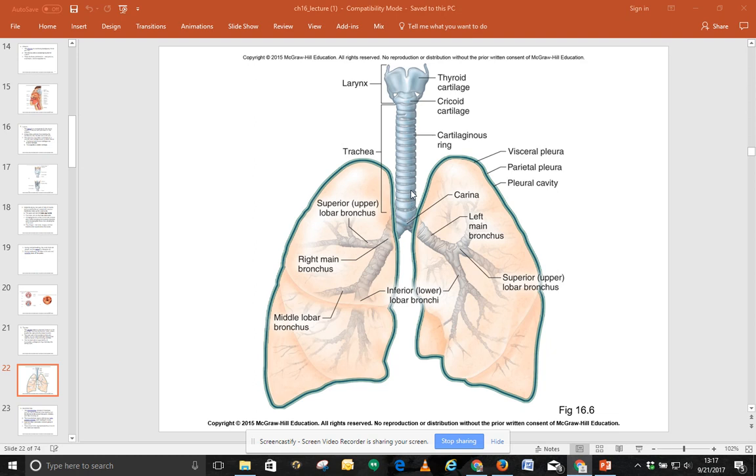In particular, do you notice how the right mainstem is a little bit straighter? That's when we actually put tubes down in here to put people on mechanical ventilators, or to suction, even driving a suction catheter down in here to try to get mucus out. It's real easy to slide right into that right mainstem because it's not on much of an angle, where you see the left actually is at more of an angle.